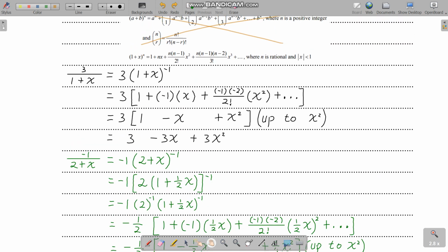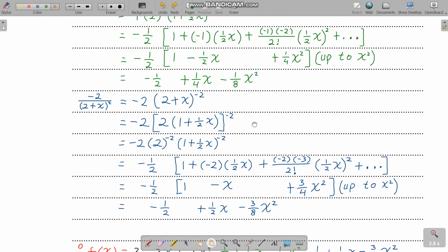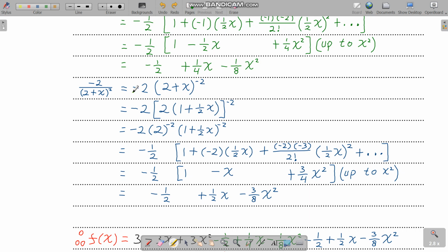For the last term, minus 2 over 2 plus x all squared, we use negative power again. We factor out the 2 again, but this time this 2 is to the power of minus 2, which is 1/4. Minus 2 times 1/4 is minus 1 half. Now we apply the formula because this is 1. So we have 1 plus nx plus n times n minus 1 over 2 factorial times x squared. Simplify, we have minus x. Simplify, here we have positive 3 over 4 x squared.